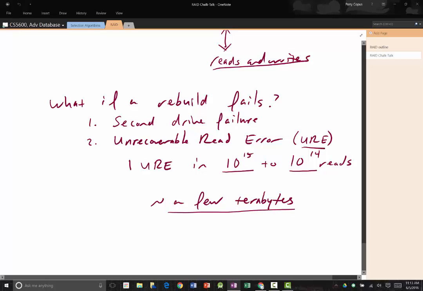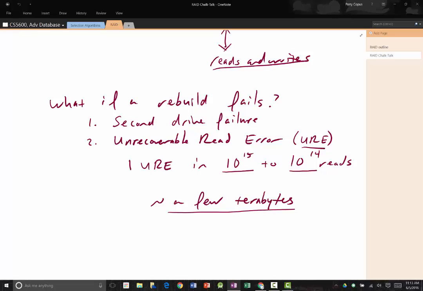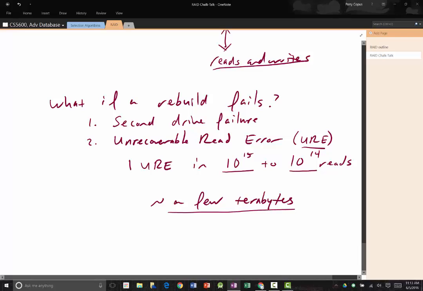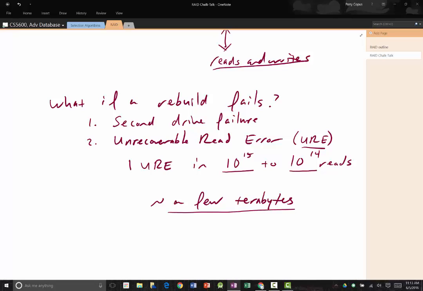Now the problem is, back when we had hard drives that were 50 gigabytes, UREs weren't a big problem during rebuilds because they occurred very rarely. But now that we have a URE every few terabytes and we have drives that are a few terabytes, your likelihood of having a URE during a rebuild is very high.